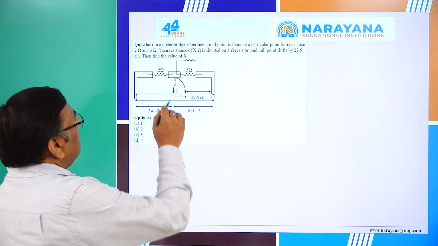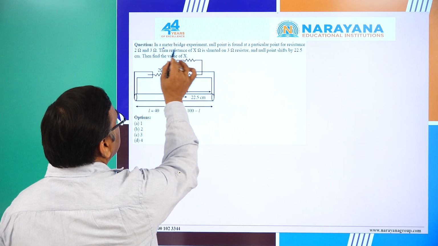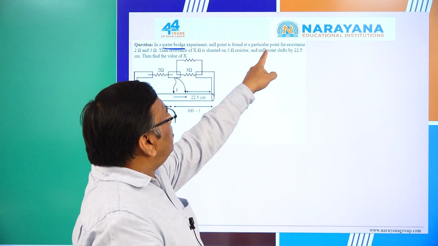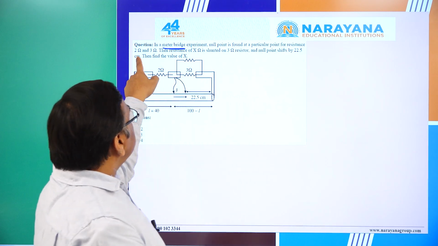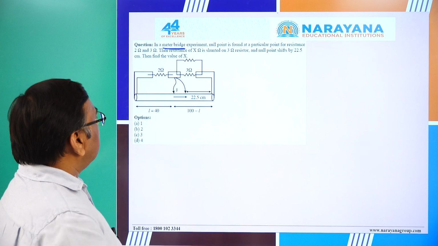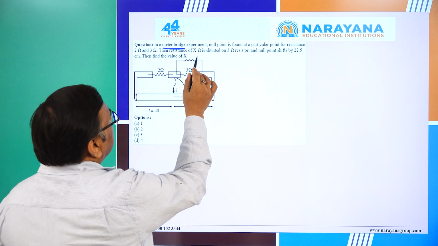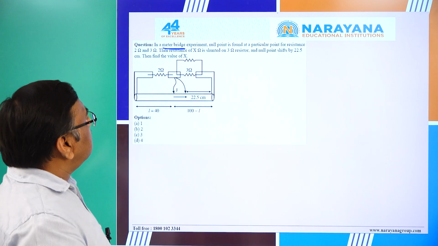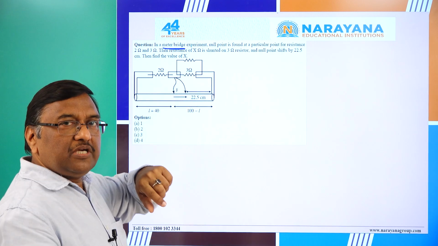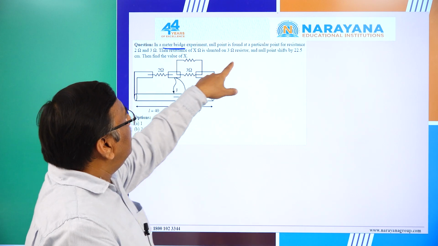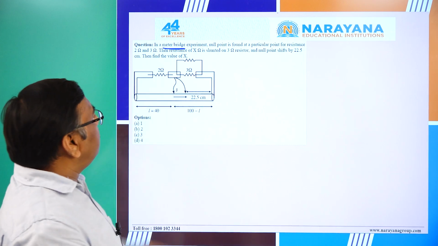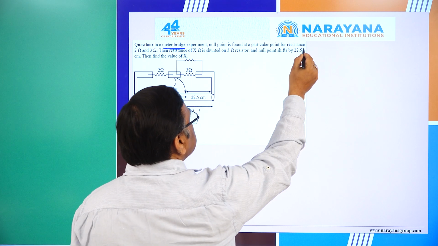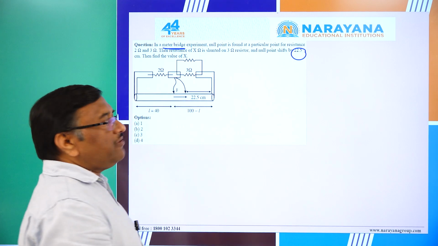In this question, which is from the meter bridge experiment, the null point is found at a particular point for resistances of 2 ohm and 3 ohm as shown here. Then a resistance X ohm is shunted on the 3 ohm, as shown here. Shunting is done in parallel with this 3 ohm, and the null point shifts by 22.5 centimeter. So the most important thing for this question is that it is shifting by 22.5 centimeter.